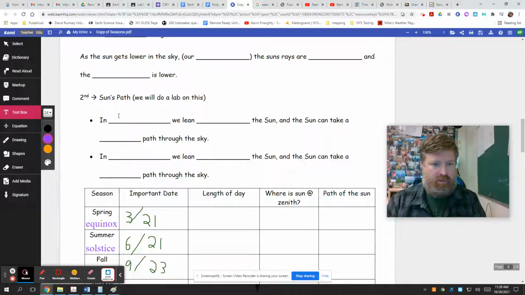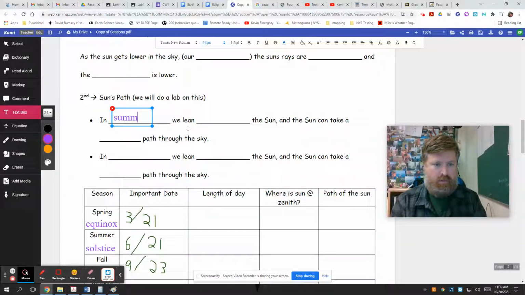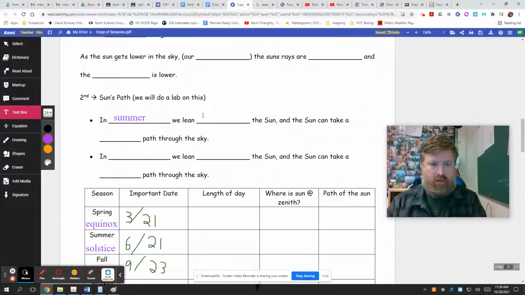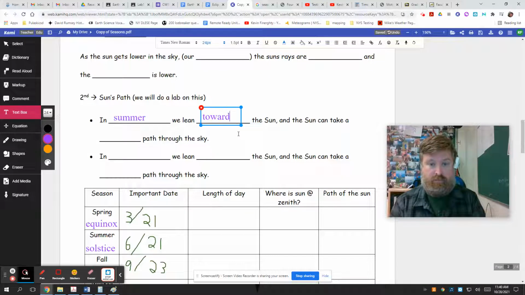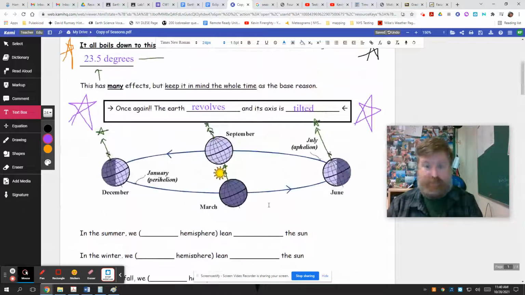In summer, we lean toward the sun. And the sun can take a higher path through the sky. So what the heck does that mean?